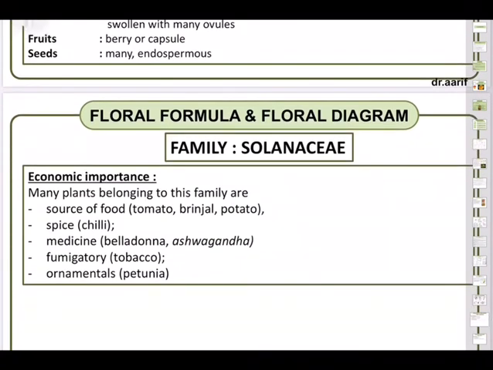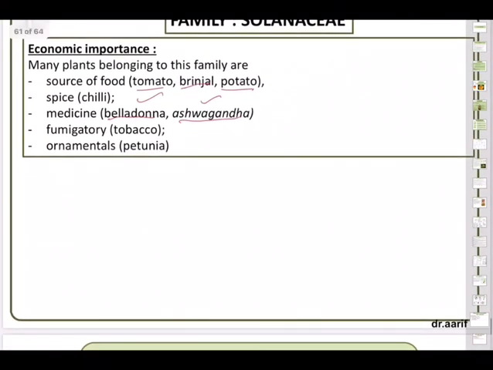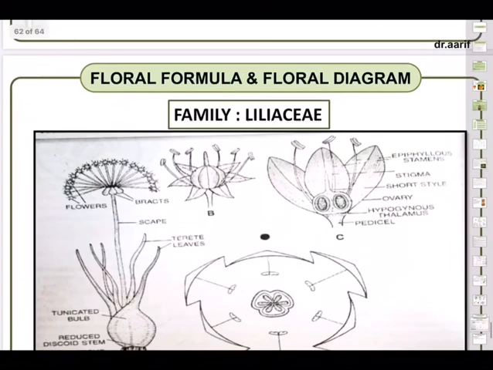And of course, economic importance. As said, you must remember this as the brinjal family, Solanaceae, tomato family, potato family, and a lot of spices like chilies, medicines like belladonna, which they use in homeopathy. Ashwagandha, of course, stress buster, is used in Ayurveda. So Solanaceae is a very, very important family for many uses.